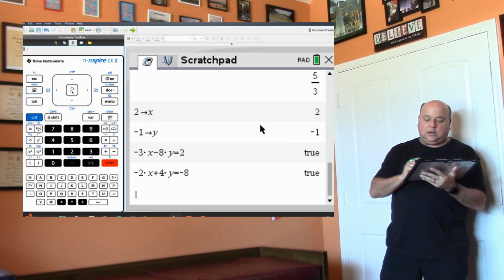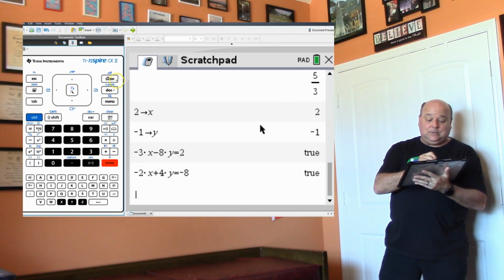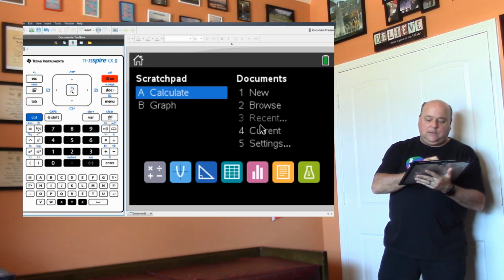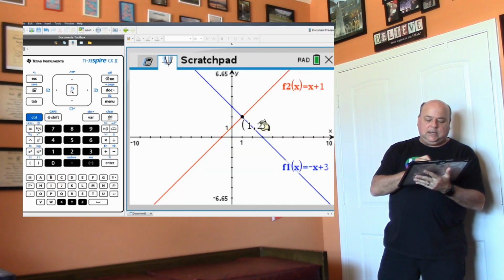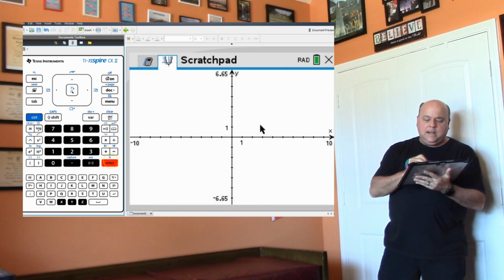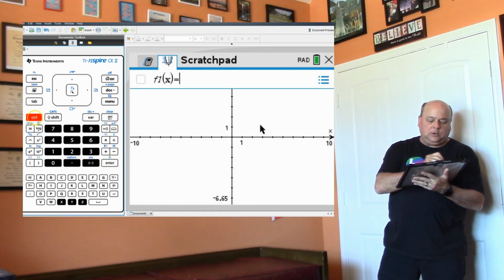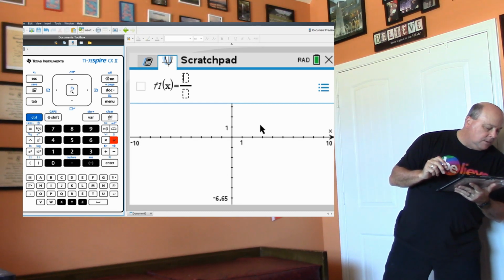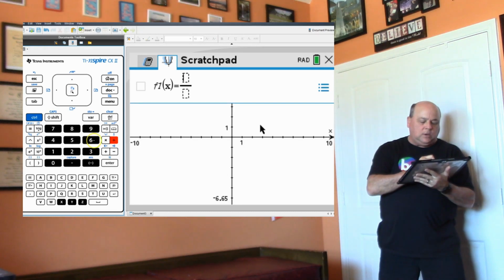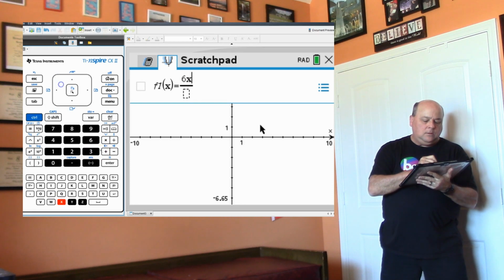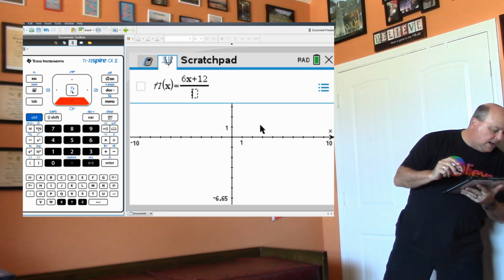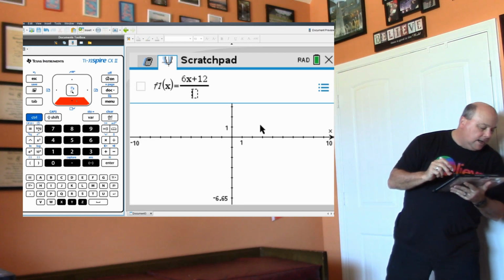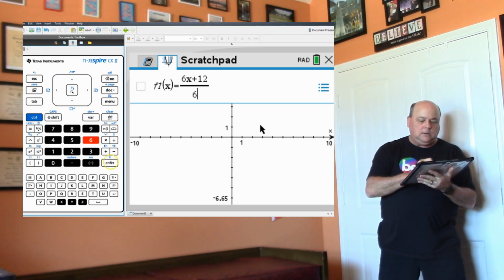I'm going to go to my calculator because I did not do the problems right. Hit home, and then we're going to graph. Hit delete, delete, delete. Now hit tab. Hit control divide to get the fraction in. We're going to graph that first line, which is going to be 6x plus 12 on top, and then on the bottom I'm going to have a positive 6.